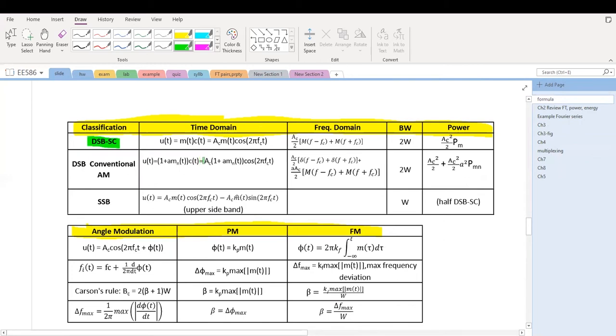We have all the formulas listed here. DSB-SC signals, double sideband suppressed carrier. So this is a modulated signal. You multiply the message directly by the carrier. And this is the frequency domain using the modulation property, right? And this is the bandwidth for this modulated signal. For the modulated signal to occupy, that's 2W, and W is the bandwidth for the message. And this is the transmitting power for the modulated signal.